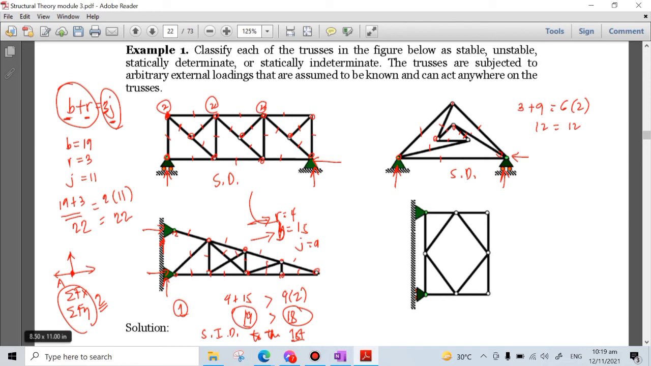Pag second degree naman, ibig sabihin, dalawa na yung kulang natin. Let's say, 20 yung unknowns, pero equation natin, 18 lang. Okay na tayo doon? Daryl? Nasagot ko na yung tanong mo. Okay na tayo doon?